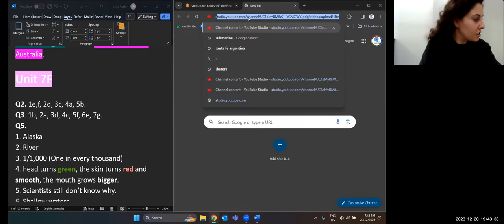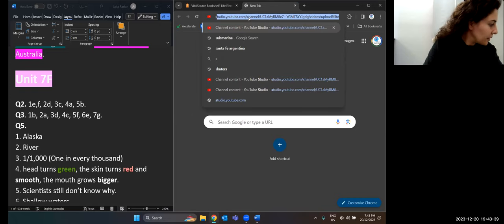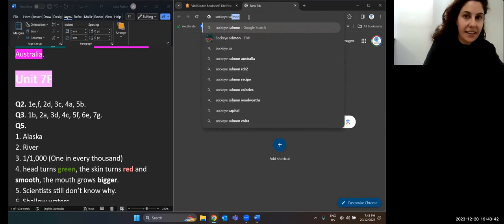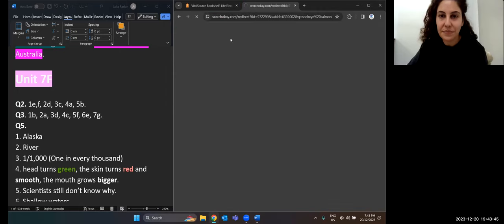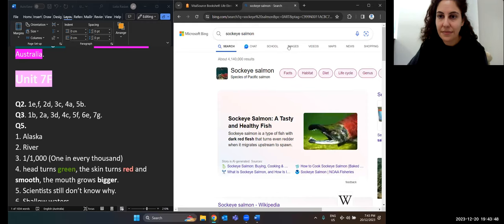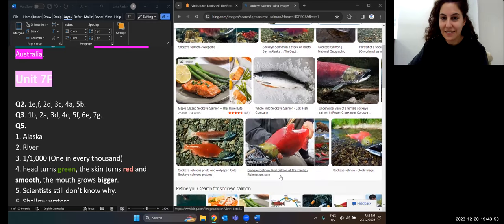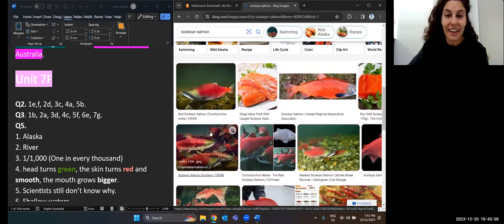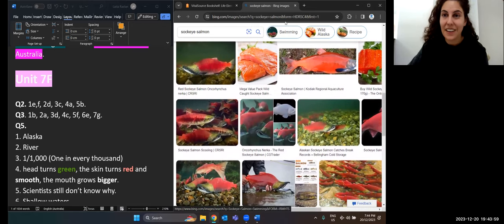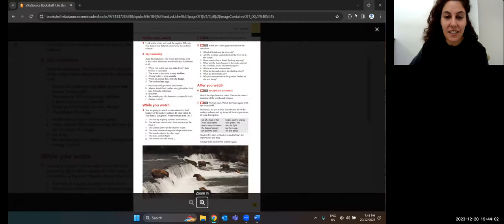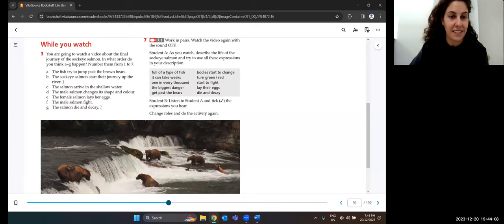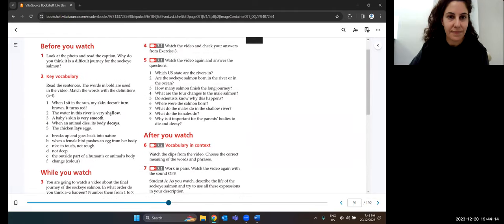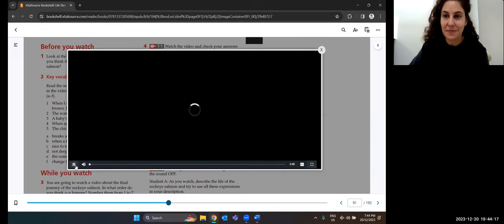So I'll just show you a sockeye salmon. Sockeye salmon is this kind of fish. Okay, so it looks like this. Very interesting looking fish. That's the sockeye salmon in Alaska. Okay, let's watch the video. And as I said, as you watch, put what happens first, second, third, fourth, fifth, sixth. So there's a lot of interesting sentences here. Okay, so let's watch.